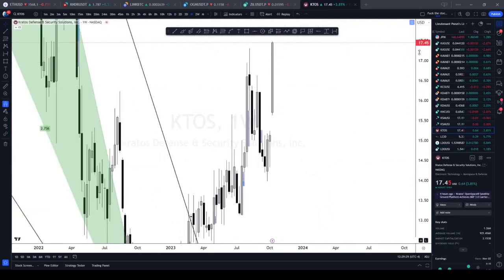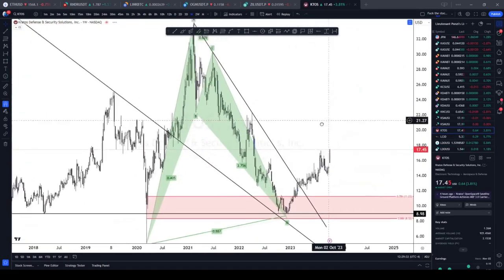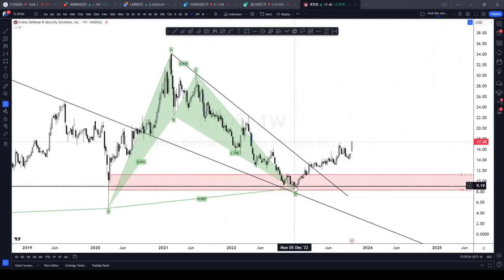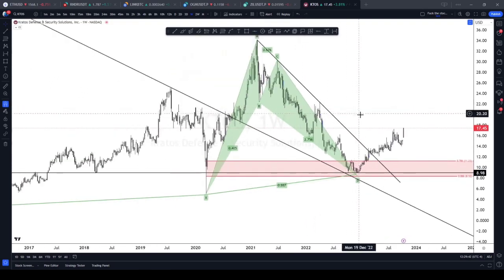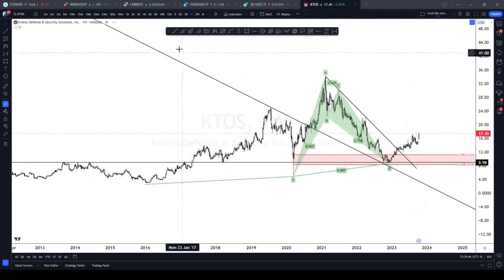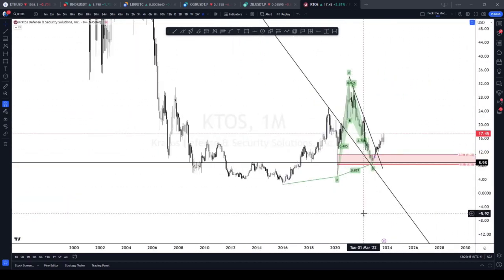Katos, this is my current favorite war stock that I've been in since December of last year. So I'm actually in from around $9.50, I think is my average. So I'm almost at a 2x on this so far. I do think this has a lot more room to go up on the monthly chart.